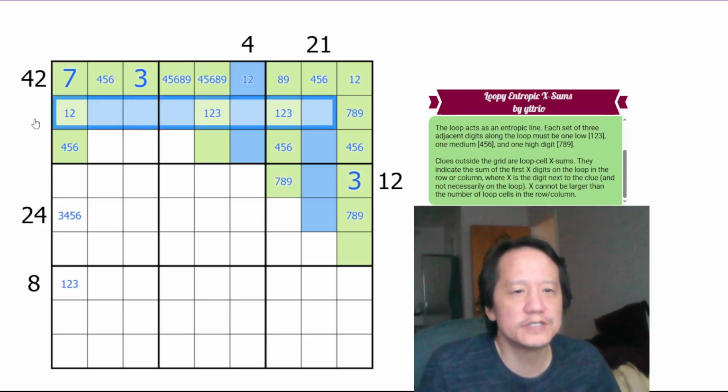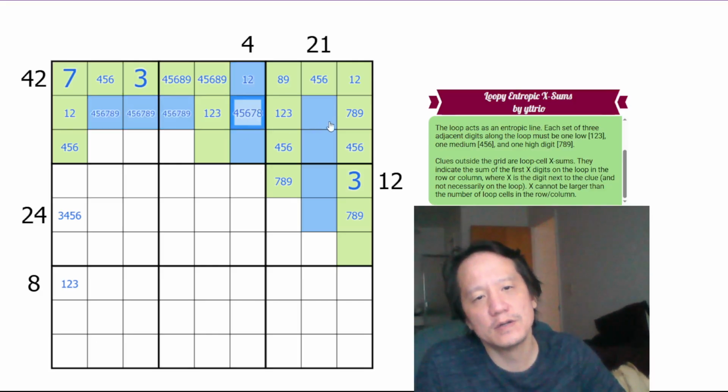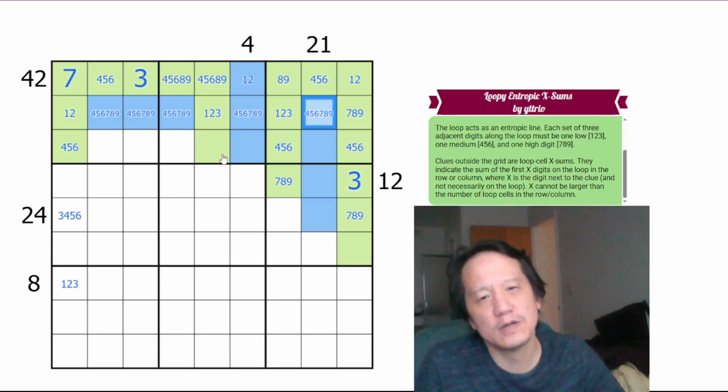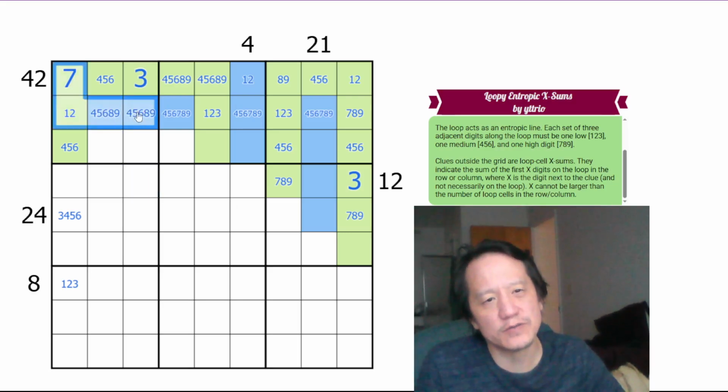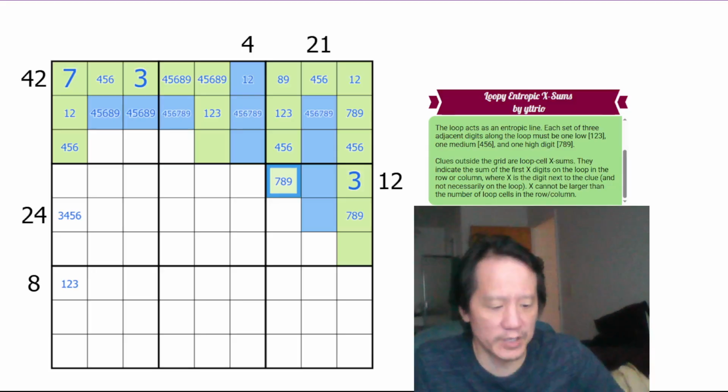Okay, the remaining digits in row 2 have to be 4 through 9, because we have a 1, 2, 3 triplet already there. 7 cannot be here because of the 7 in the box. This cannot be 9.